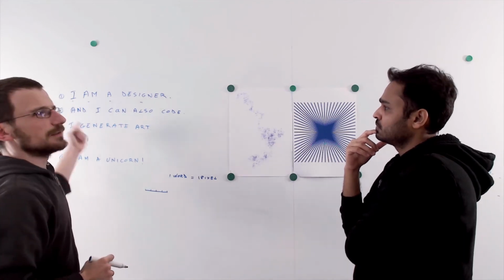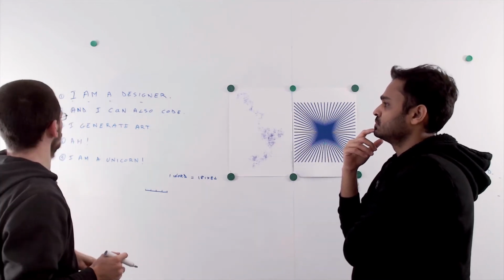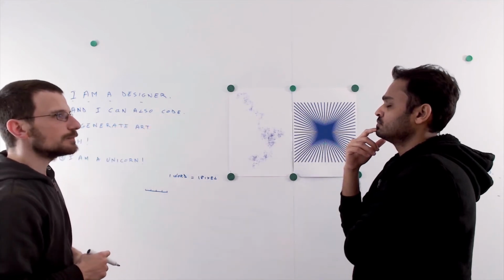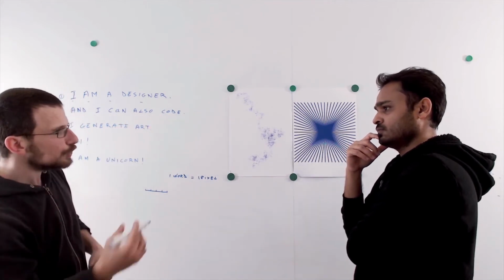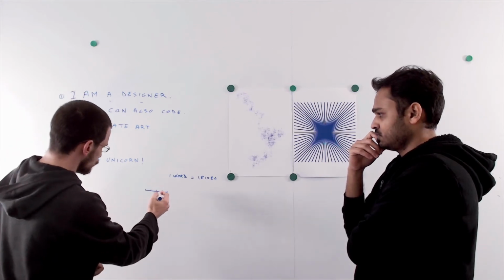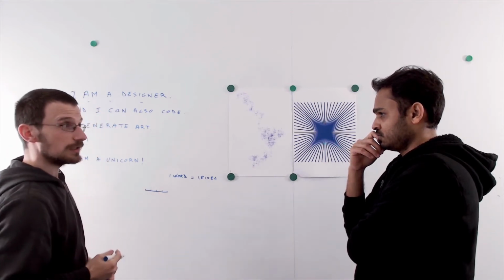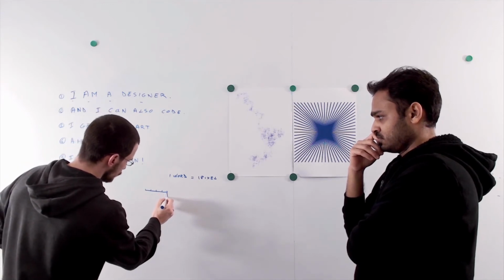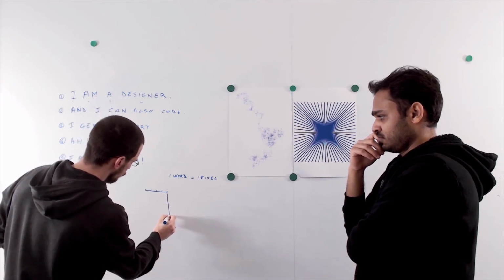Then I'm gonna take the second sentence. 1, 2, 3, 4, 5 words. Well, I'm gonna turn right. So that means going down. And 1, 2, 3, 4, 5.